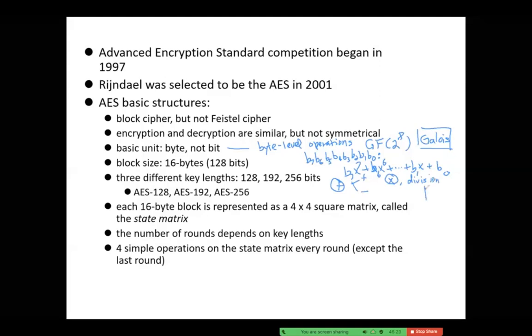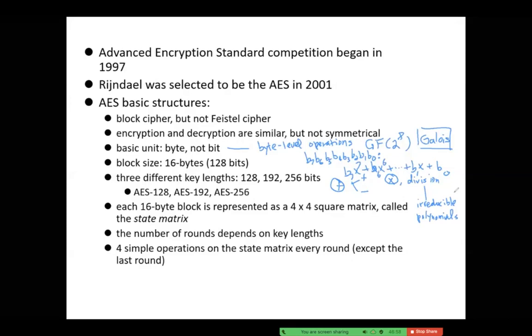So division is harder, which has to do with something called irreducible polynomials. But as I said, we don't need to worry about how these are done. We just need to take for granted when we look at these operations that we know that there is strong math behind these operations. Okay, so that is one thing.